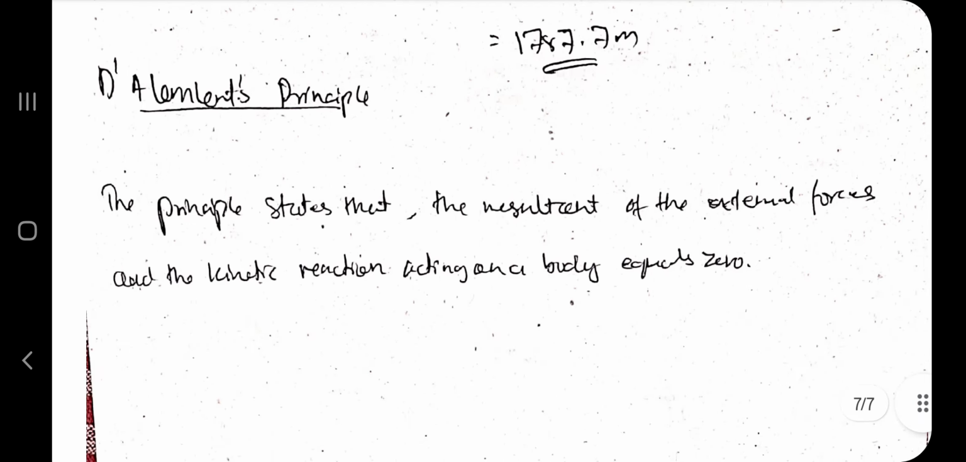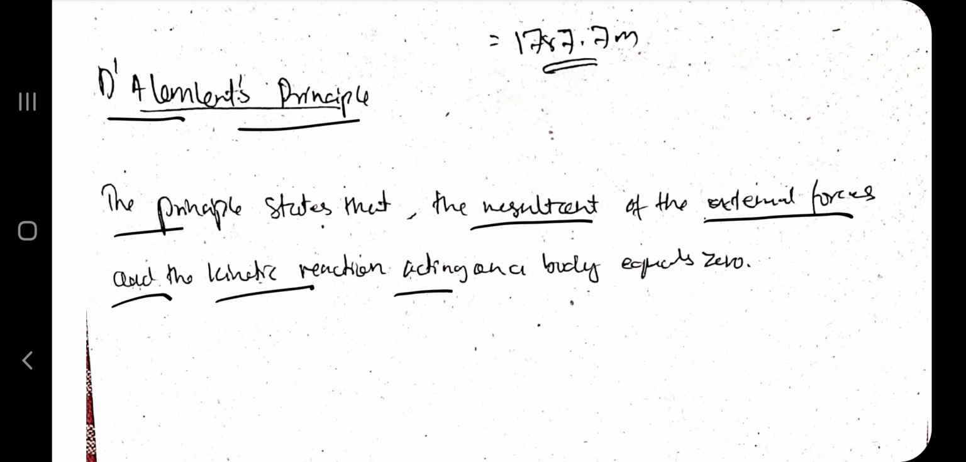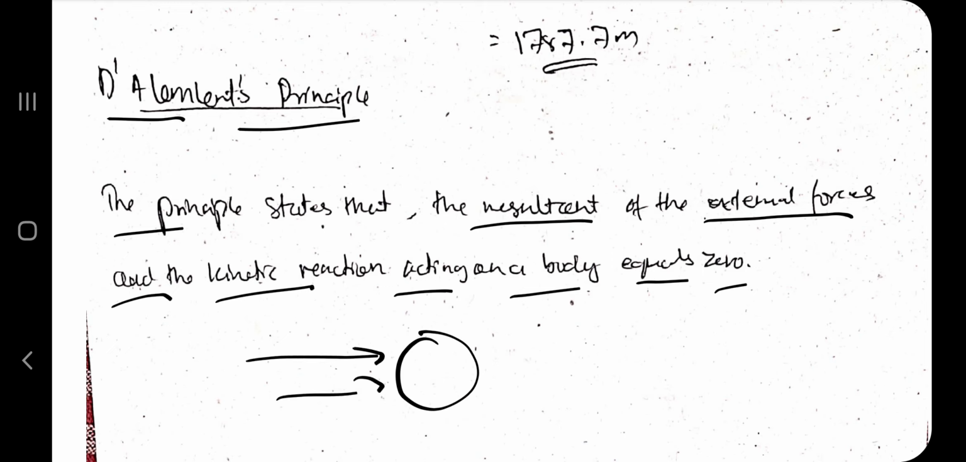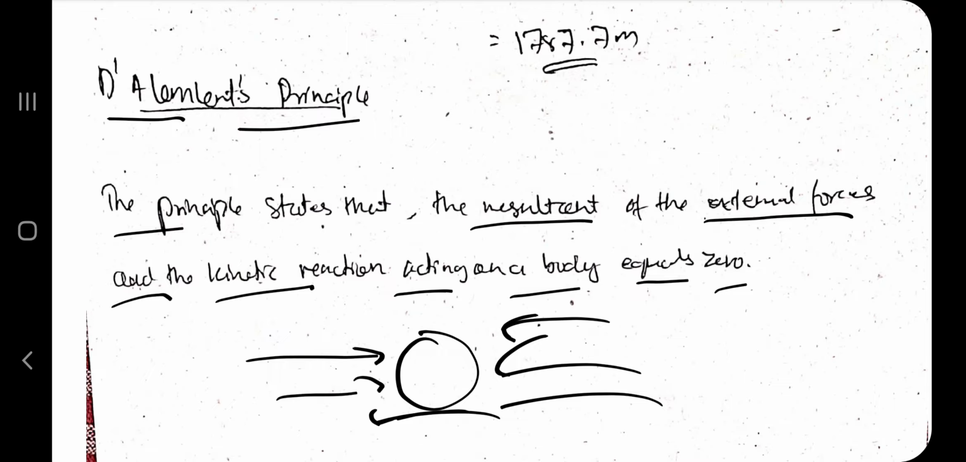Then here's the important principle which you need to know before appearing for an exam, and that is D'Alembert's principle. Here the principle states that the resultant of the external forces and the kinetic reaction acting on a body is equal to 0, okay. Means suppose a ball is going in this direction, at that time if you kick it with some force, the external forces acting in this direction, which are the frictional force as well as the air force, that is equal, okay. That's all that is mentioned in D'Alembert's principle, okay.